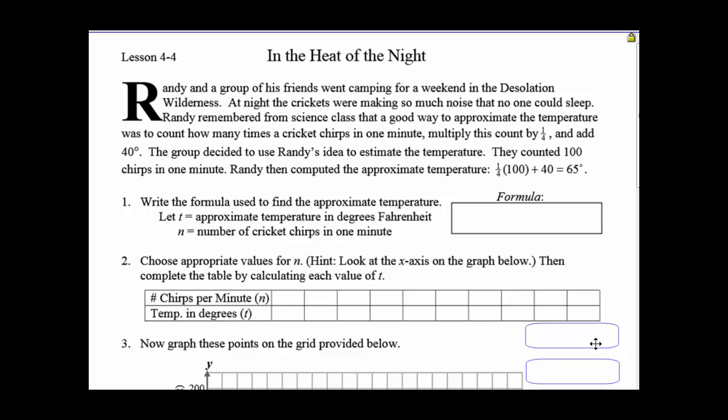What we're going to do is look at graphing a function rule. So our objective is to figure out how to graph equations that represent certain functions. This is In the Heat of the Night.